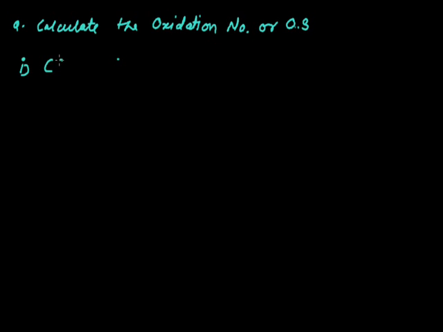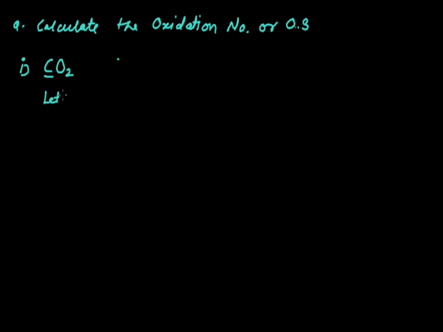Now we will discuss the questions related to calculation of oxidation number or oxidation state, that is OS. The question is: calculate the oxidation number or oxidation state in the following. First, CO2, and we have to find out the oxidation state or oxidation number of carbon.